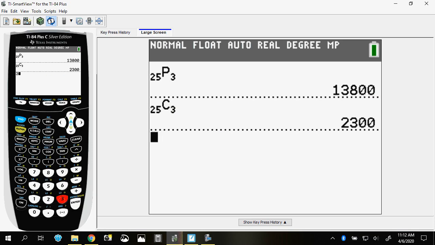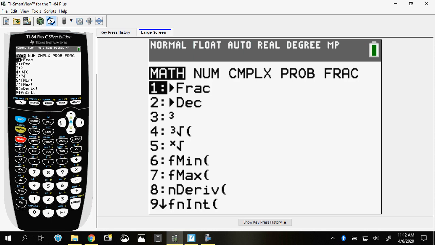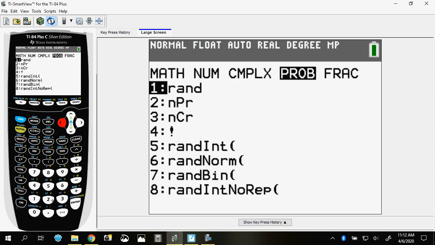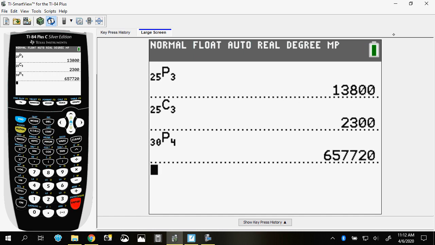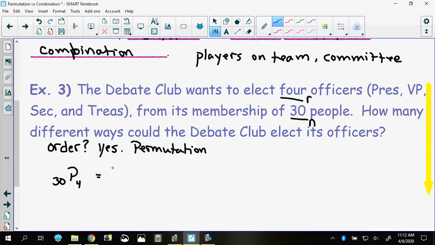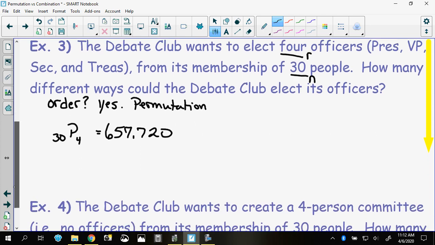So 30 permutation 4 gives us 657,720. So that's 657,720 ways to arrange 4 officers from a group of 30, from a club of 30.